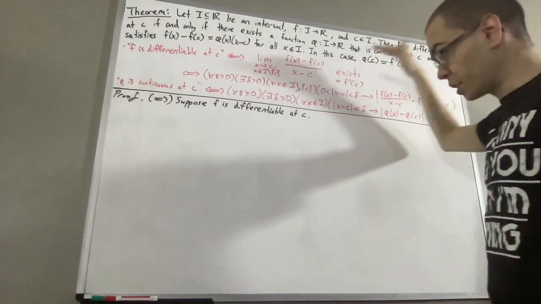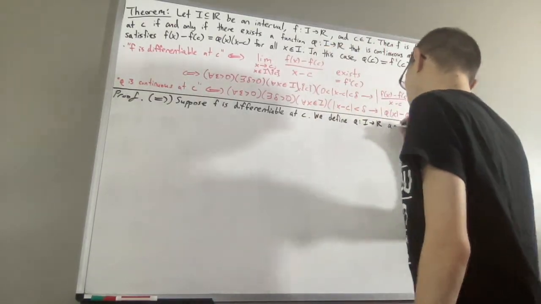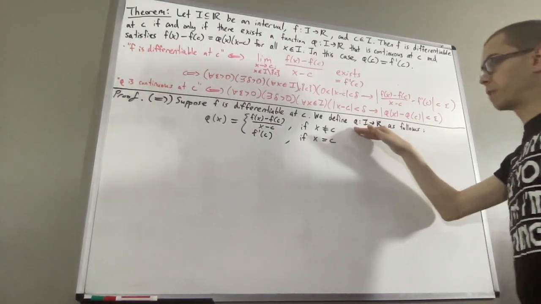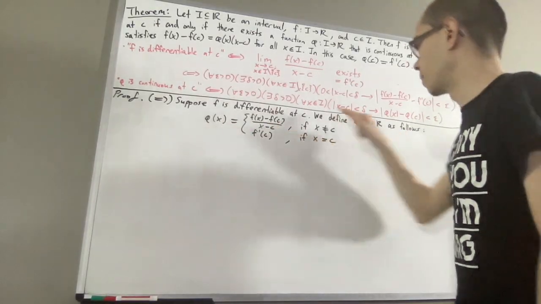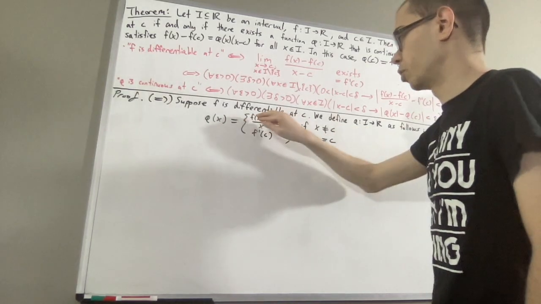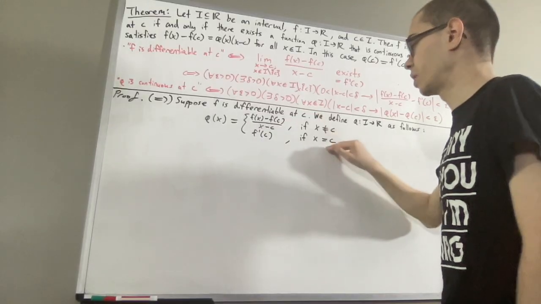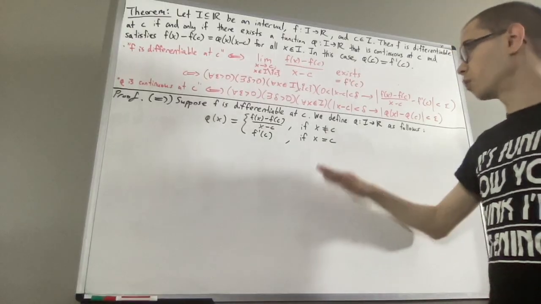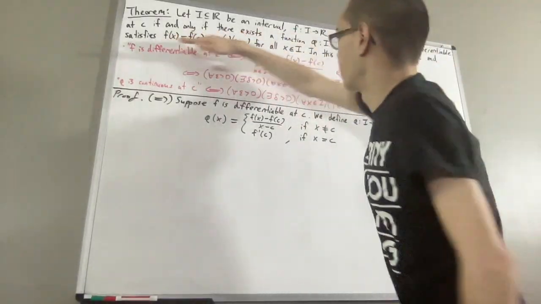And we are going to explicitly define a function phi right now. So we define phi to be a function from I to R, and given x is an element of I, if x is not equal to c, we will say phi of x is equal to f of x minus f of c over x minus c. If x is equal to c, we will say phi of x is equal to f prime of c. So we're going to show that this function phi that we've defined satisfies these properties.